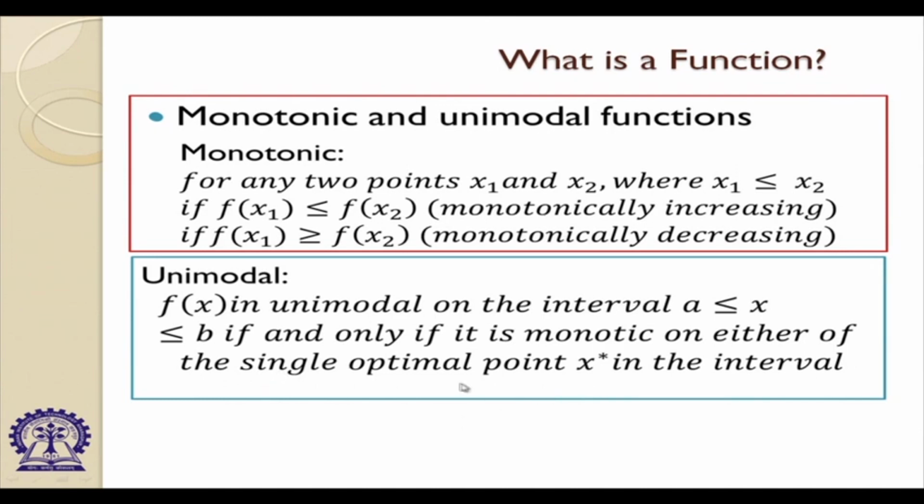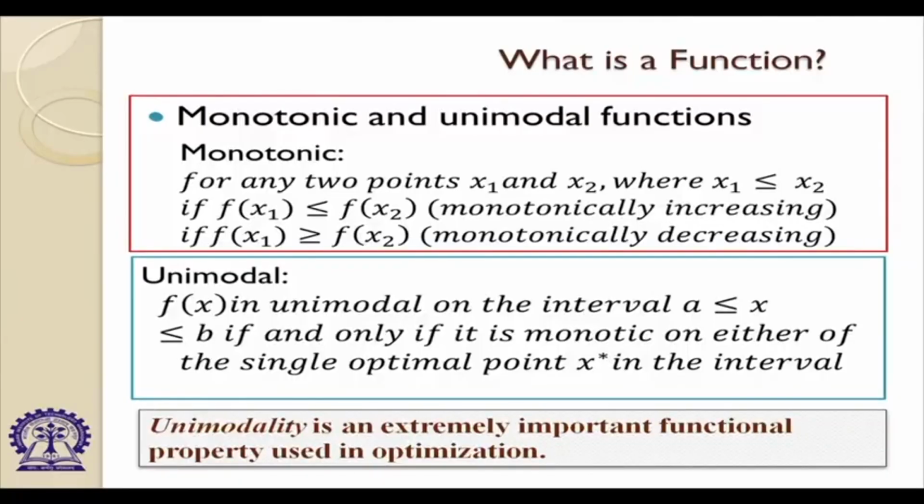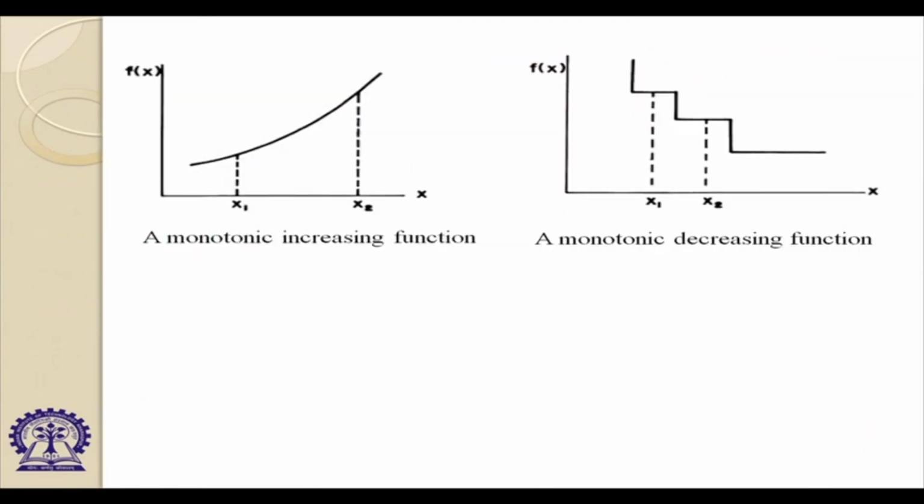In general, let me just say, at any point x1, if I see on one side it is monotonically decreasing and on the other side monotonically increasing, or the reverse, then we can say the function is unimodal. I will show you an example of that. And unimodality is a very important property, as I said, in nonlinear optimization. All right, that's the definition.